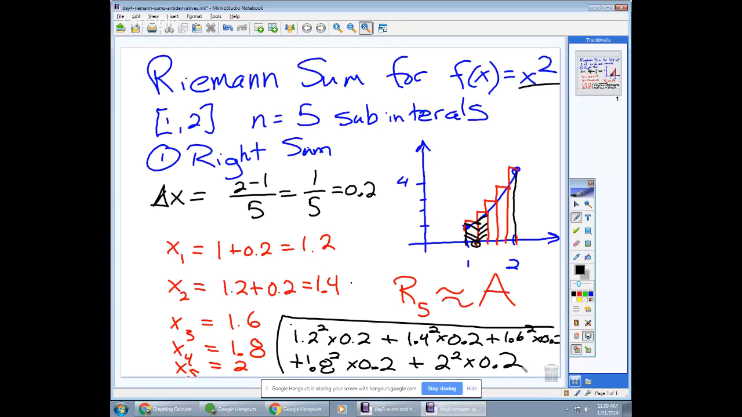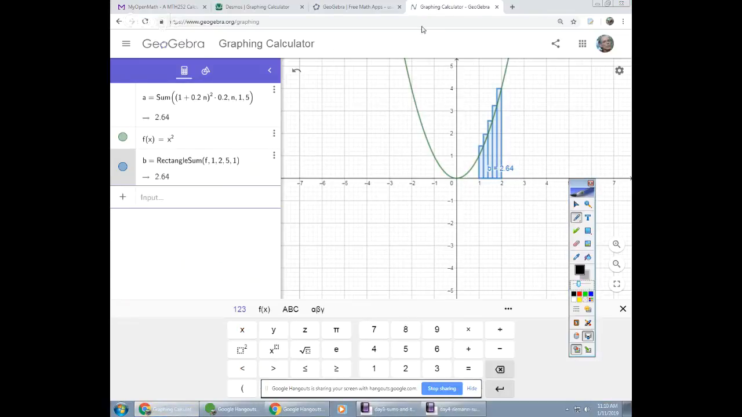What should we do next? Plug that into your calculator, get a number. Right? It's just arithmetic. You got it roughed out, so whip out your calculator, come up with a number. You should get about 2.64. I'm going to type it in.